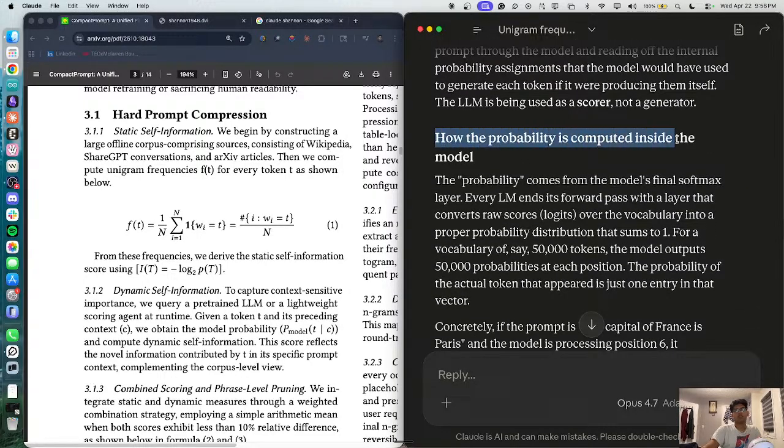How do probabilities compute inside the model? The probability comes from the model's final softmax layer. Every LLM ends its forward pass with the softmax layer. Forward pass is moving through the neural network. So it ends its forward pass with a layer that converts raw scores, logits, over the vocabulary into a proper probability distribution that sums to 1. For a vocabulary of, say, 50,000 tokens, the model outputs 50,000 probabilities at each position. The probability of the actual token that appeared is just one entry.